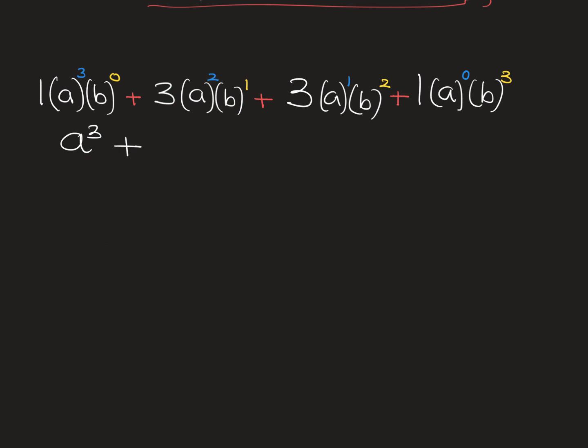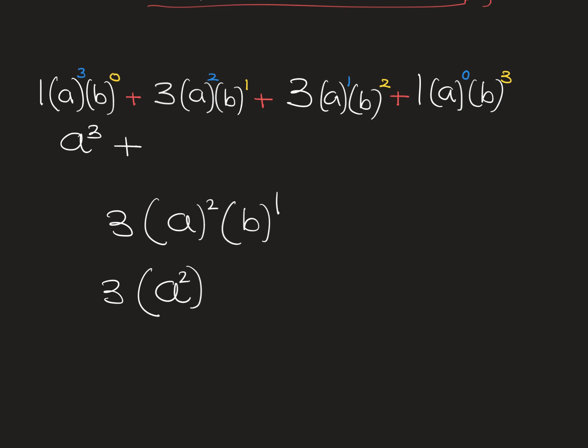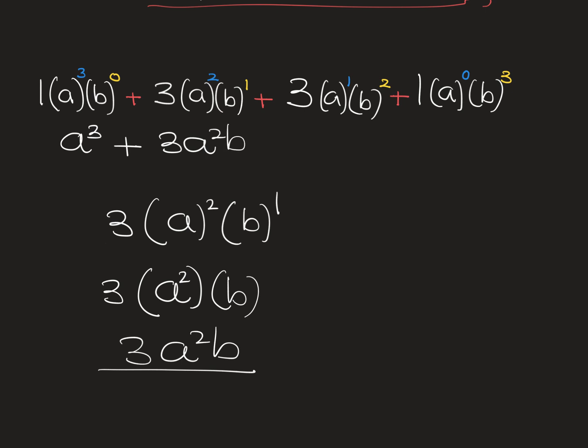For this expression here, 3 into a squared into b to the power 1, that is the same as 3 into a squared. Any letter or any number to the power 1 is the same as that letter or that number. So b to the power 1 is just b. Which means we're going to have 3a squared b. That is what we need to replace here. So that is 3a squared b.